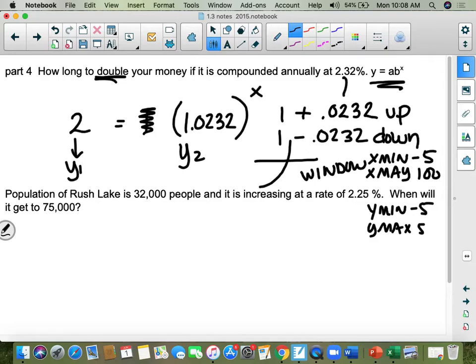And when you hit graph, do you see that now you can see where it intersects with each other? So you can change your window anytime you want so that it'll fit the graph. That's a very important button on your calculator.